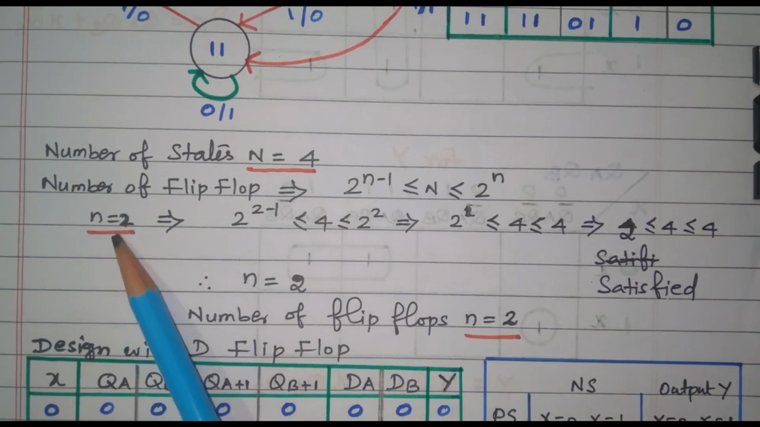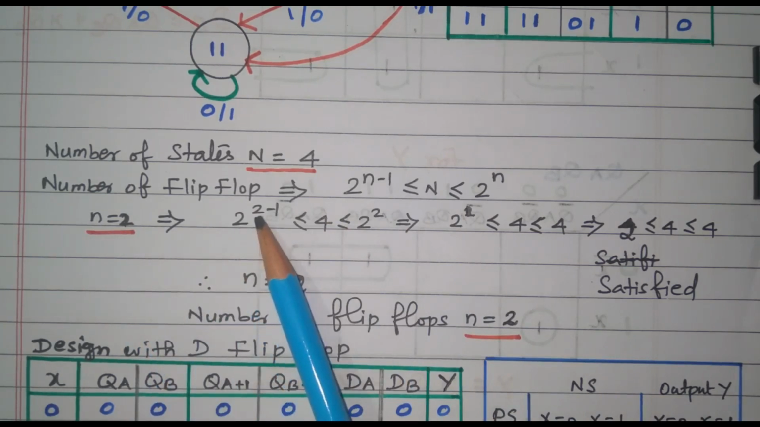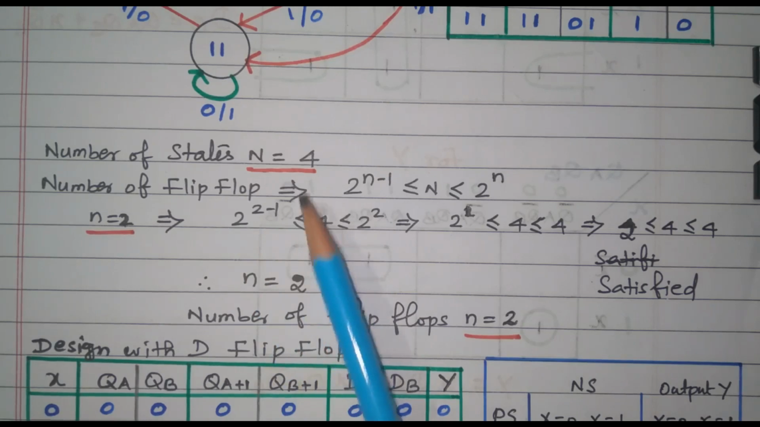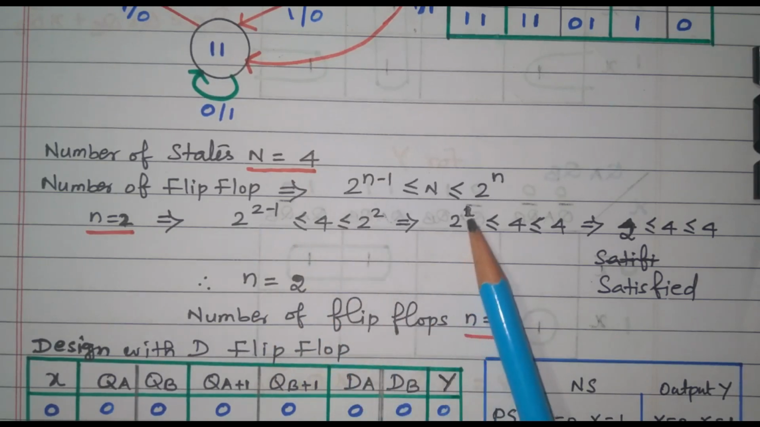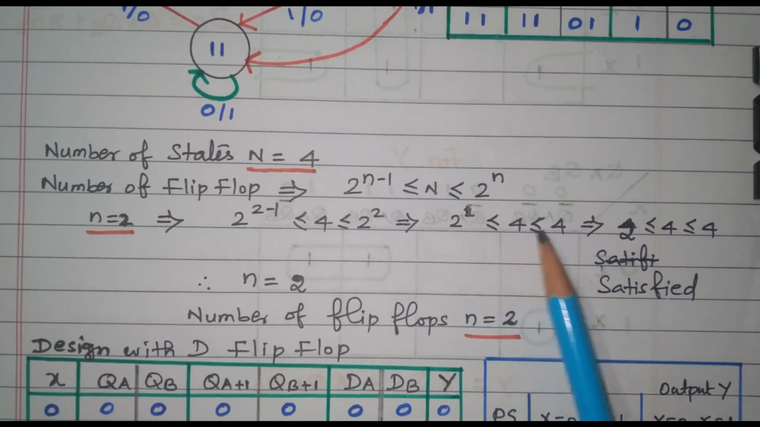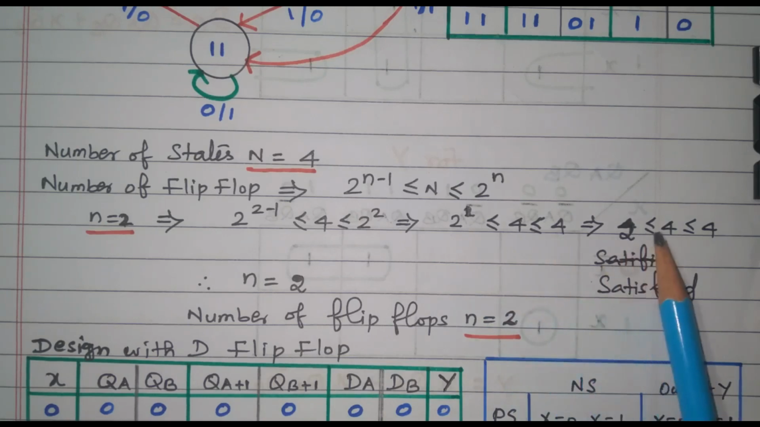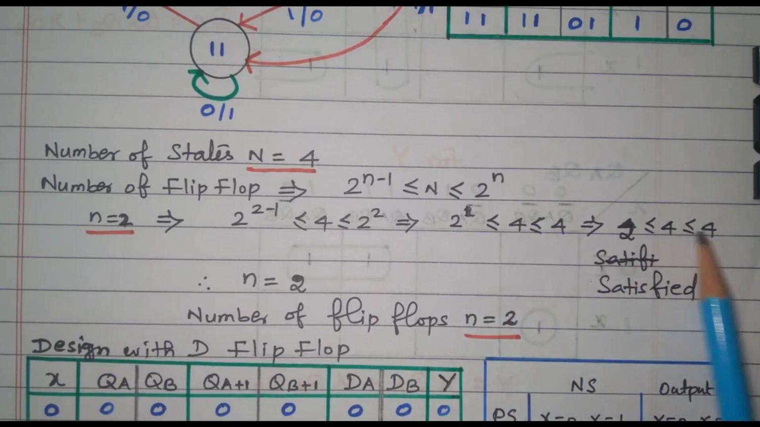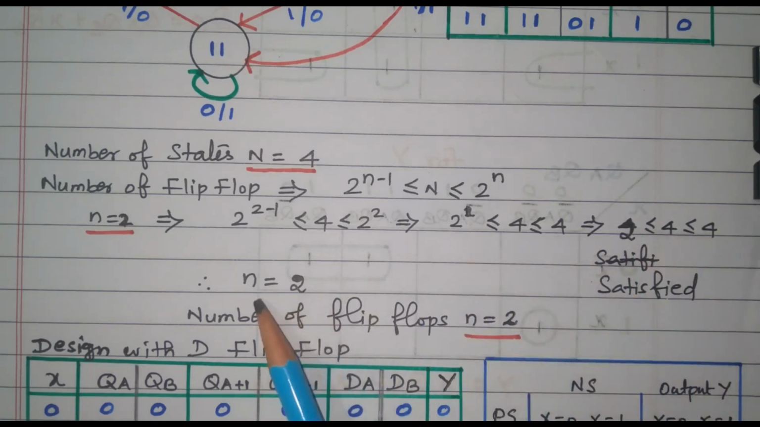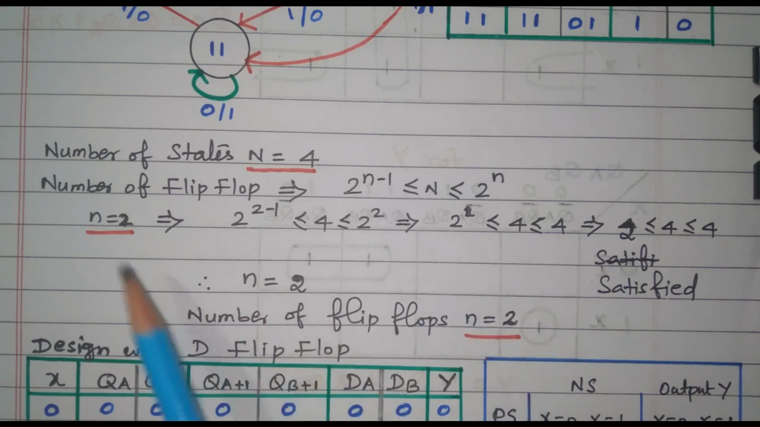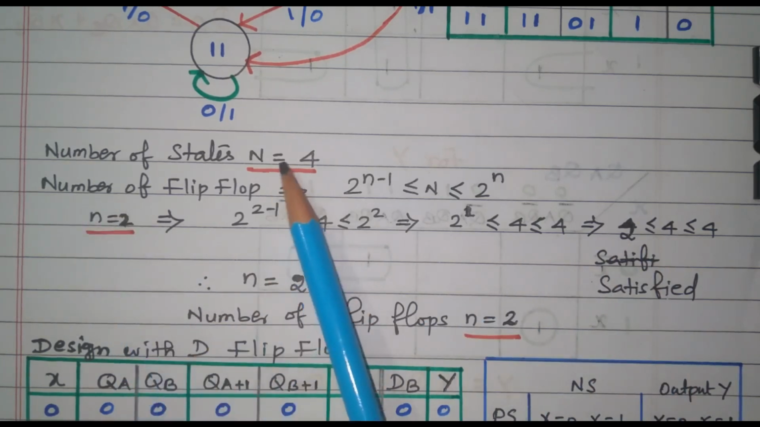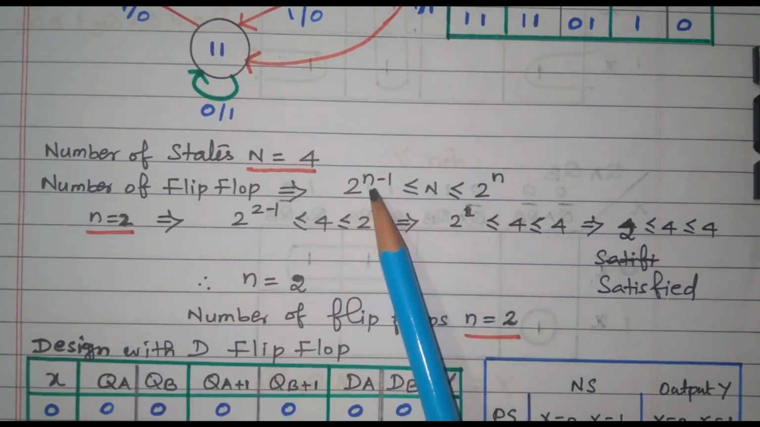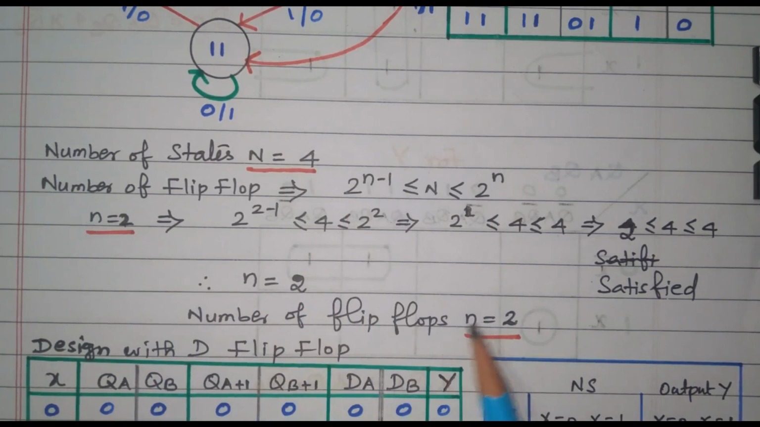First we will substitute n equal to 2. So, 2 to the power 2 minus 1 less than or equal to 4, this is the number of states, less than or equal to 2 to the power 2, that is 2 to the power 1 less than or equal to 4 less than or equal to 4, right. So, this 2 less than or equal to 4 less than or equal to 4 condition is satisfied. So, we need only 2 flip flops, the number of flip flops required is 2. We need to substitute n equal to 2, 3, 4 like that. When the condition is satisfied, the corresponding number we need to take, right. The number of states is 4. From this condition we identified n equal to 2, that is number of flip flops equal to 2.